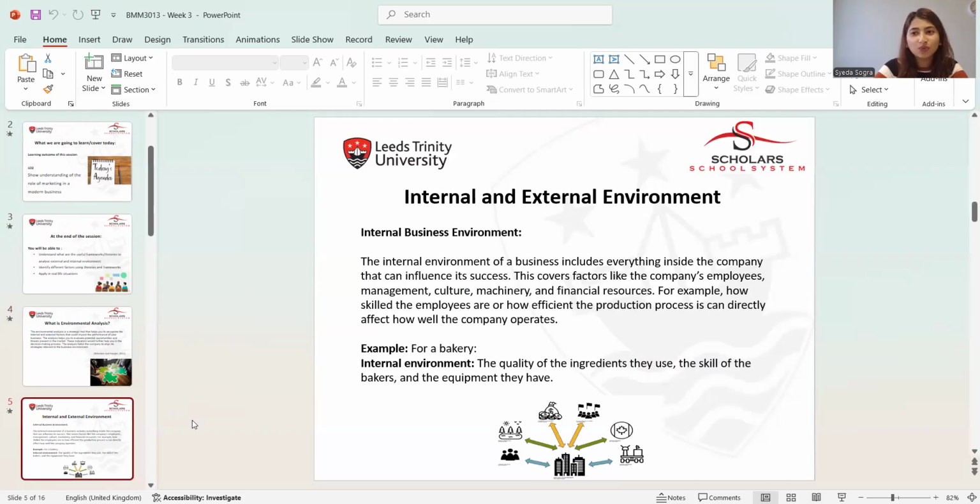So what do we understand when we say internal business environment? The internal business environment is everything that's inside a company that will affect decision making. This covers factors like the company's employees, management, culture, machinery, and financial resources. For example, skilled employees who can make the production process more efficient can directly affect how well the company will operate. Here is an example: a bakery. The internal environment of the bakery is the quality of the ingredients they use, the skill of the bakers, and the equipment they have.